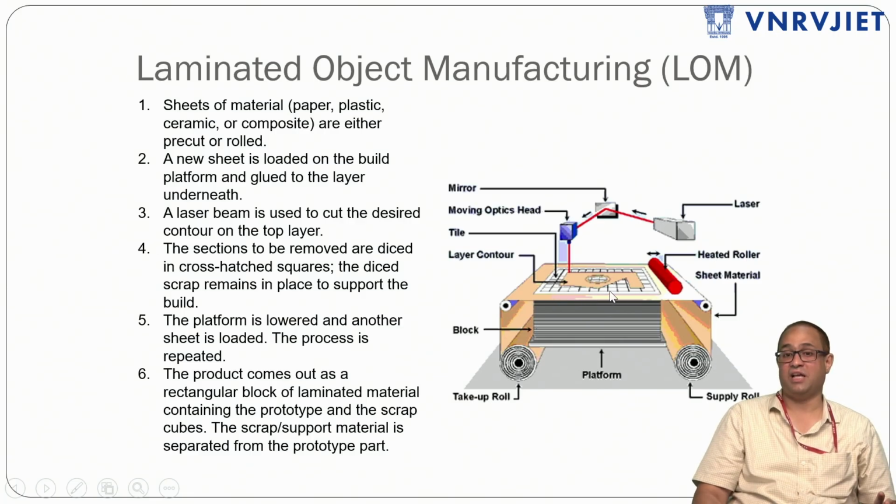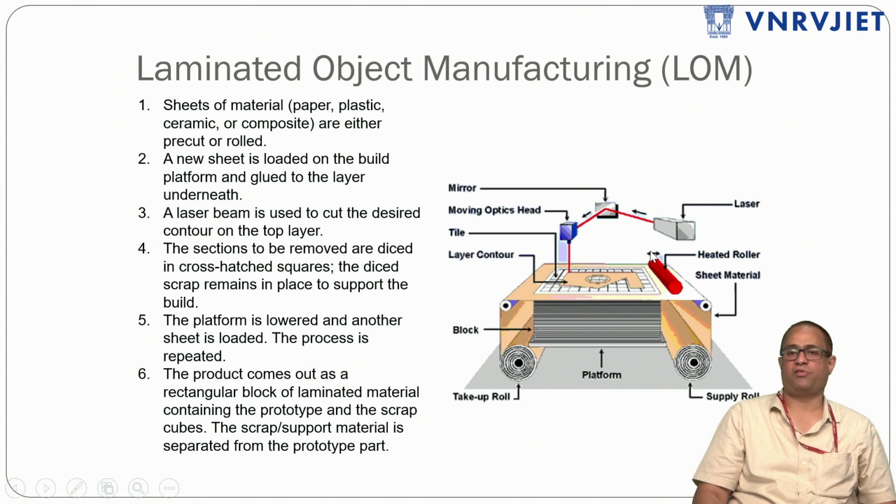That is called dicing. So this is also called cross hatches. These cross hatches are going to act as a support material. That is the reason why, for laminated object manufacturing, additional supports are not required, just like in the FDM and SLA processes. So here support structures are not required.